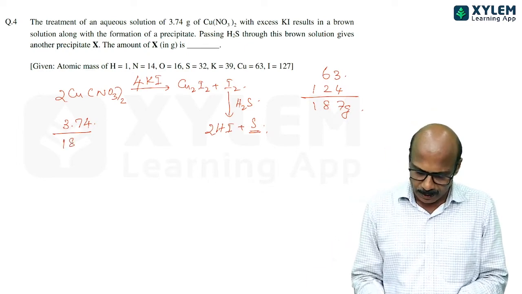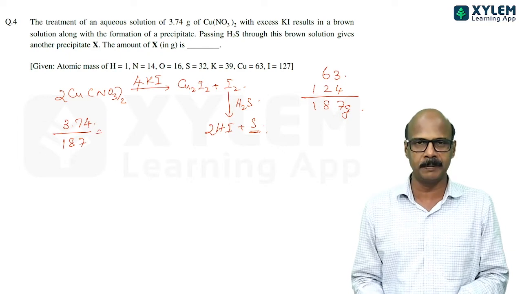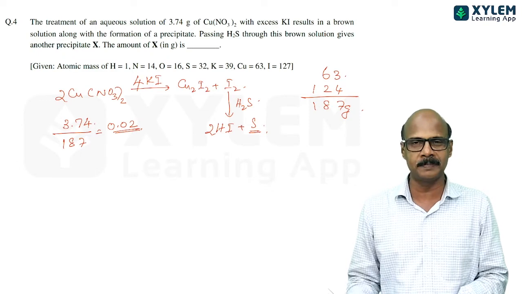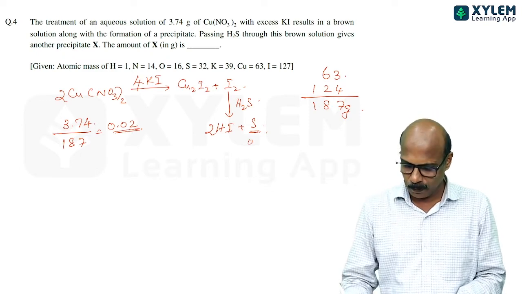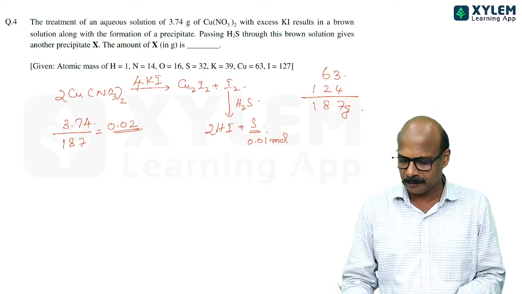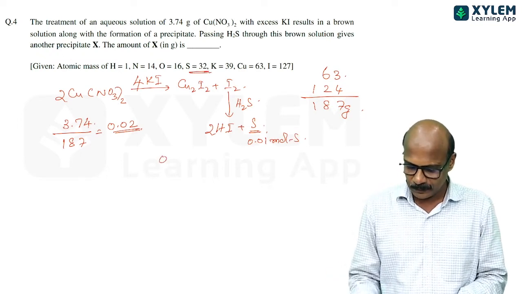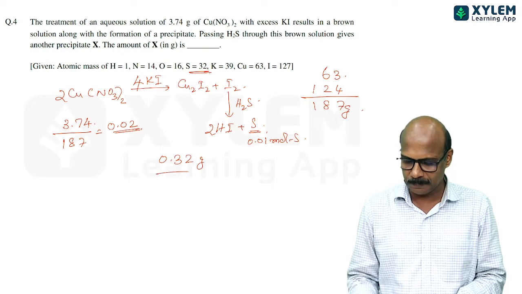So what will be the number of moles you initially take? Initially you are taking 0.02 mole cupric nitrate. That means you will get 0.01 mole sulfur. What is the atomic mass of sulfur? It is 32. So you are getting 0.32 gram sulfur.